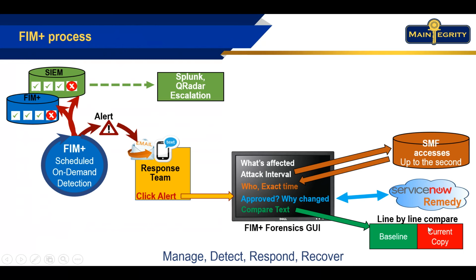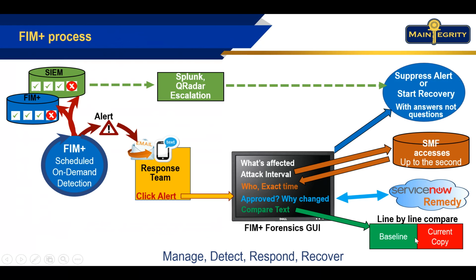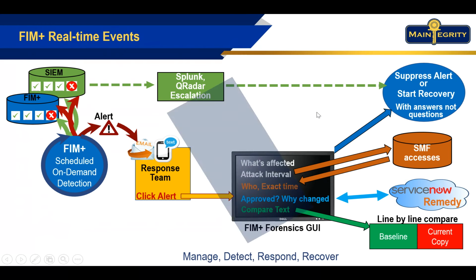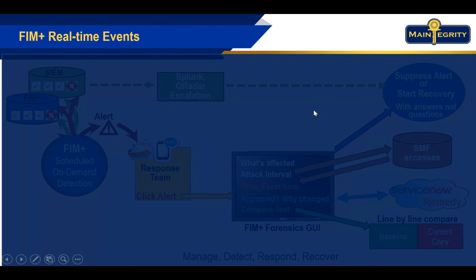If that difference was perhaps a comment card that had no impact, then you could simply suppress the event. But if it looks like it's serious and maybe it wasn't approved in the first place, then we might want to go right into starting the recovery process. And when we do that, we have answers, not questions, about what happened. That's a significant difference from where the business is today. An additional thing that we bring to the table is real-time processing.